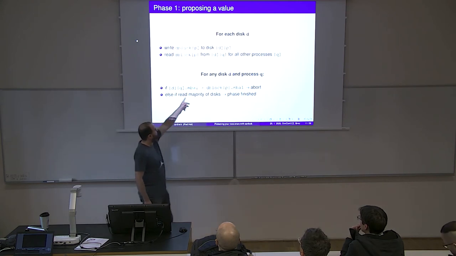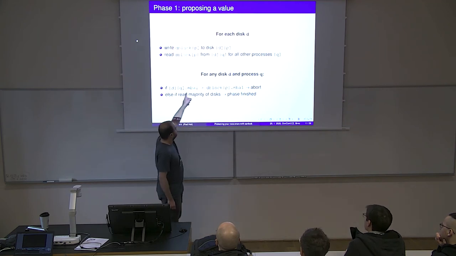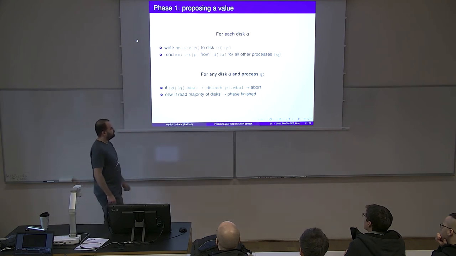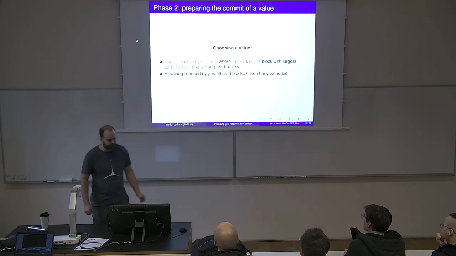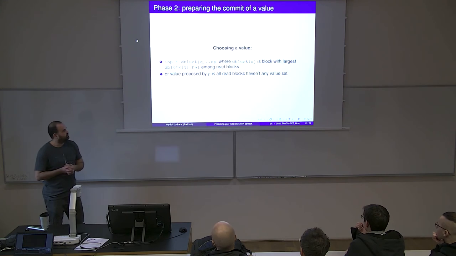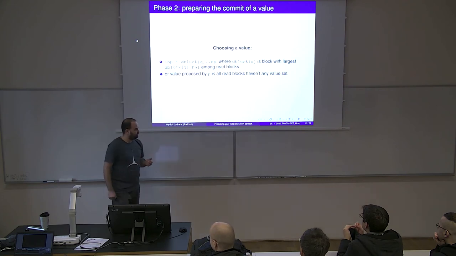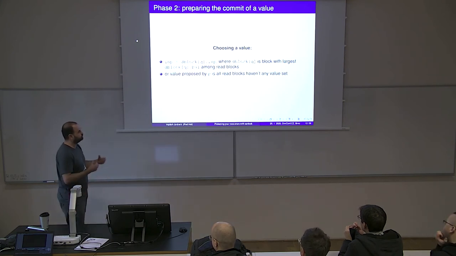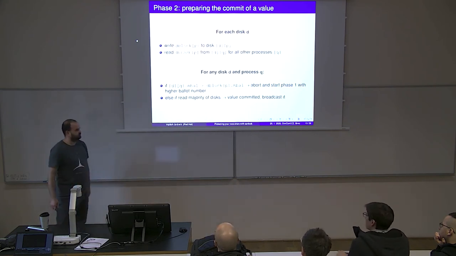And again, I will check these ballot numbers, and if I find out that there is some higher ballot number, I have to abort this process and start again with a higher ballot number. But if not, I can continue further and choose the value. Again, if there is already any value written, I will have to choose the value written with the highest ballot number, and from now on I have to propose this value. And then I will continue to the second phase.